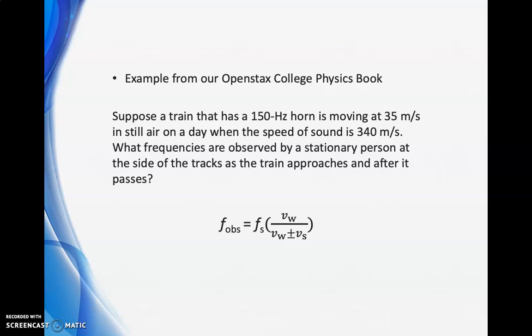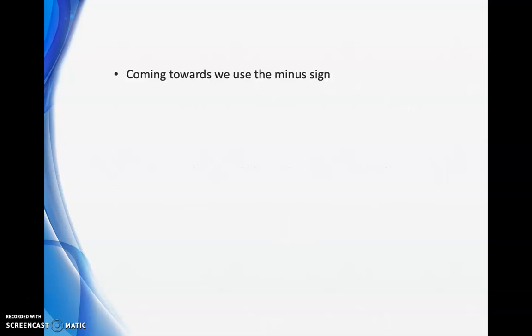and we'll use it as we plug in those numbers for the speed of sound, the speed of the train, and the frequency. So remember, if it's coming towards us, we use the minus sign. So our equation will look like that.